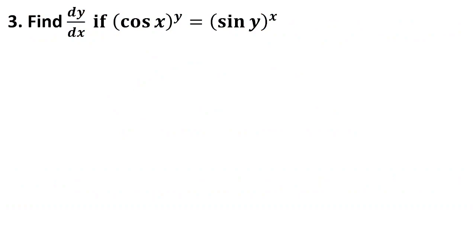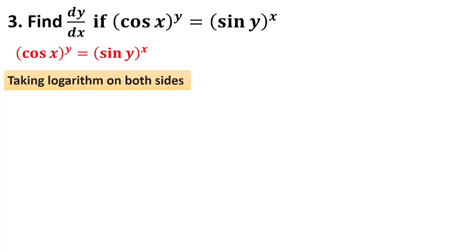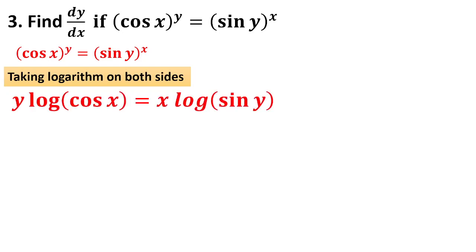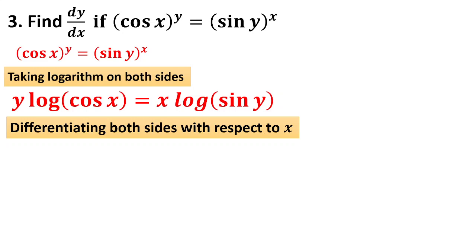Let us move on to the next question, where it is cos x power y is equal to sin y power x. Trigonometric function power y and trigonometric function power x. As usual, take log on both sides. Power will come to the front. y log cos x equals x log sin y, and differentiate both sides with respect to x. Use UV form in the left hand side.